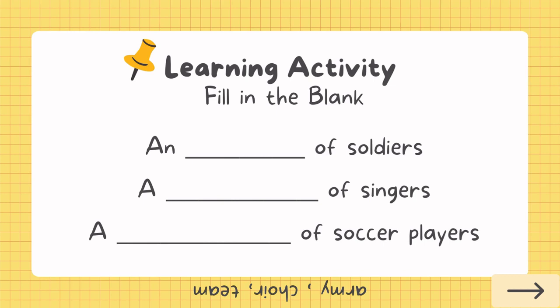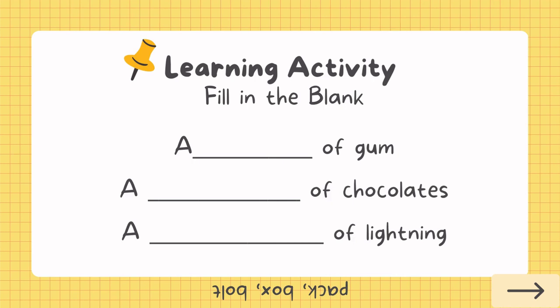An blank of soldiers, a blank of singers, a blank of soccer players. Can you think of the answers? That's right, an army of soldiers, a choir of singers, and a team of soccer players. There's some more here on this slide for you to practice. They read a blank of gum, a blank of chocolates, a blank of lightning.